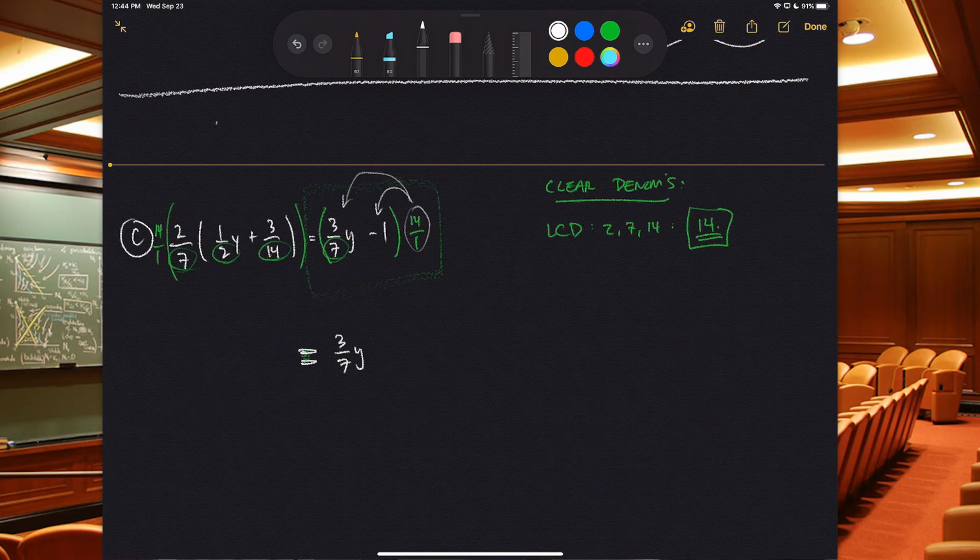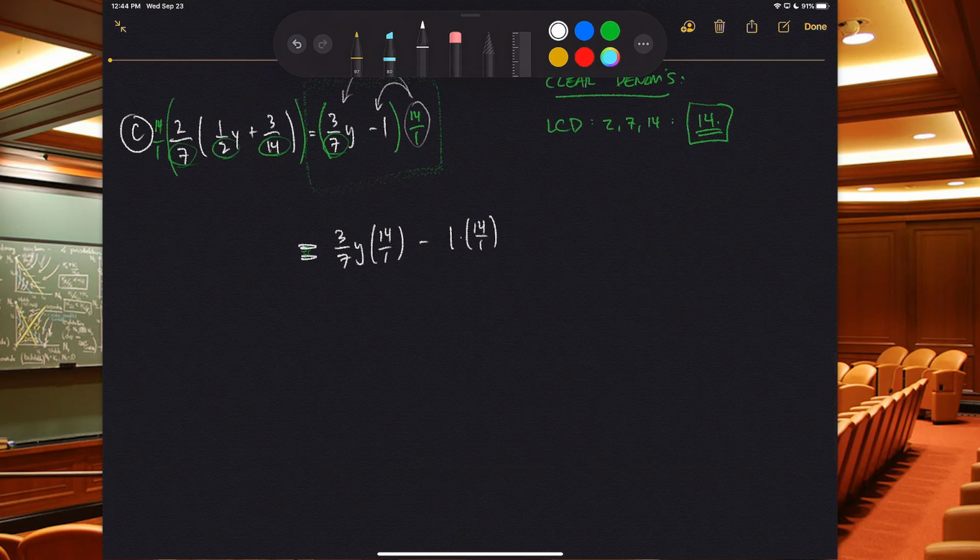3/7 y times 14 over 1 minus 1 times 14 over 1, which is just 14. Let me write that in like this, just so we see that there was distribution here. So what happens with this 3/7 y times 14 over 1?